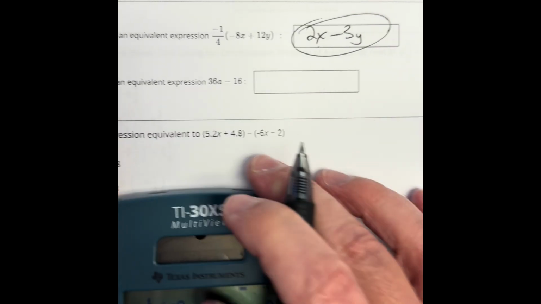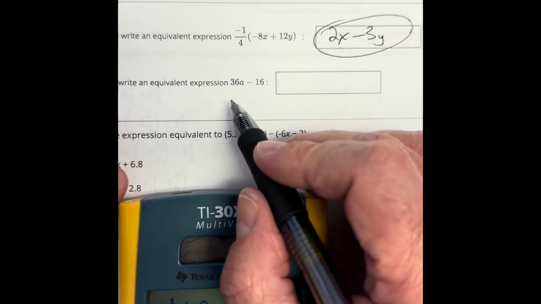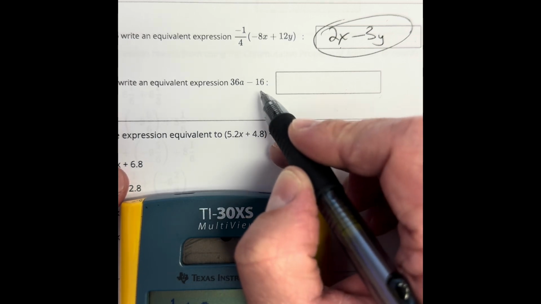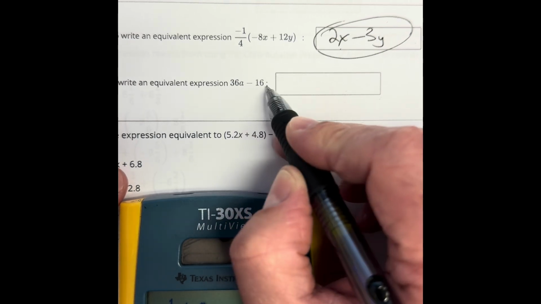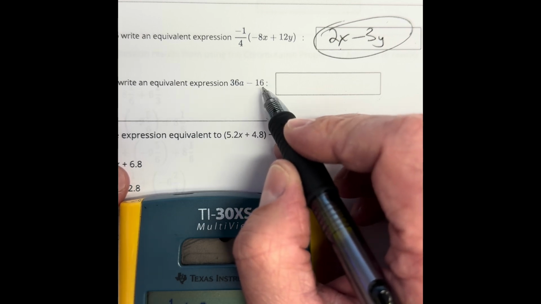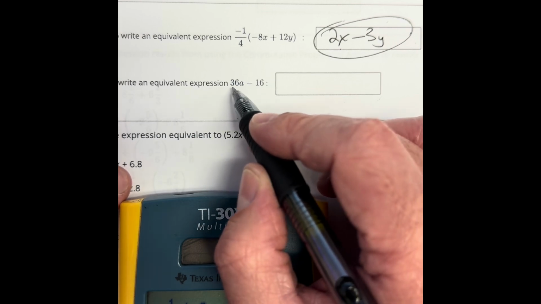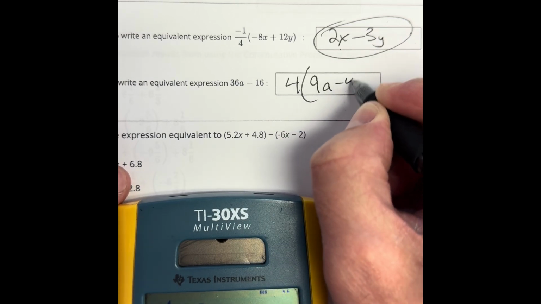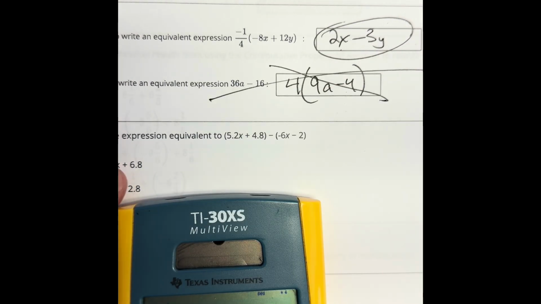Factor to write. Okay, factoring is not on the interim. Okay, factoring is the reverse of distributive property. Okay, so if you were willing and interested to know, I need to find the greatest common factor between 36 and 16. So it can't be 16, it can't be 8, so it's going to have to be 4. So a 4 would come out, and then I'd be left with 9a minus 4. So I don't have to worry about that because factoring is not on the interim.